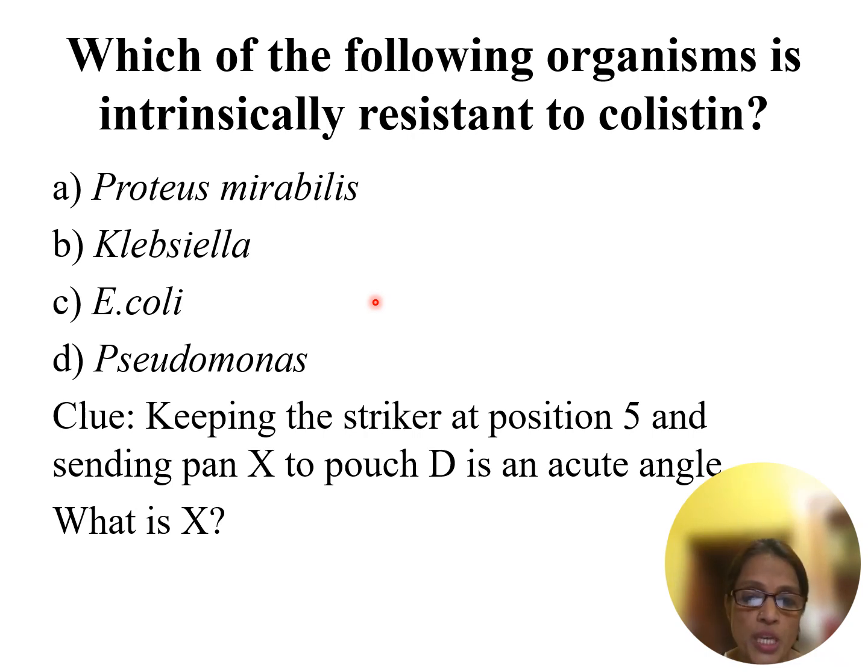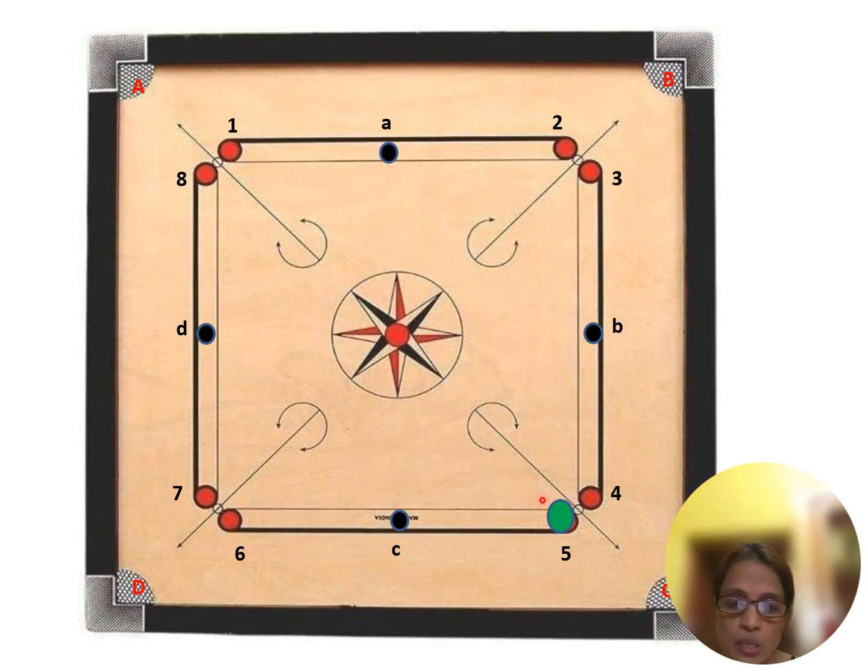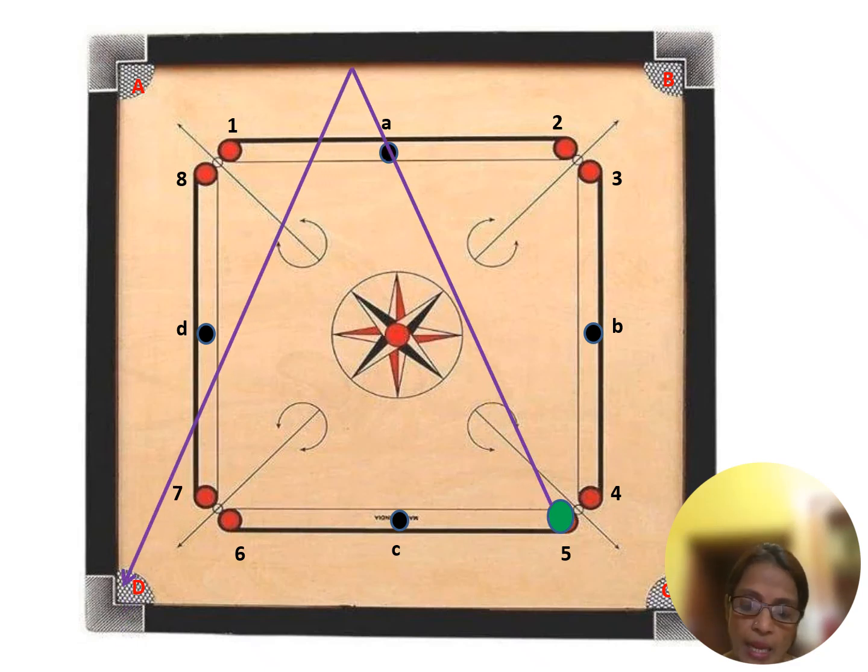Pawn X to pouch D is an acute angle. So what is X? So the position of the striker is 5 and you have to send the pawn to D. So what is X? Let us see. See here, you have kept the striker and you have to send the pawn to D. So it should be an acute angle. So obviously it is A. So A is the answer, that is Proteus mirabilis, or all species of Proteus are intrinsically resistant to colistin.